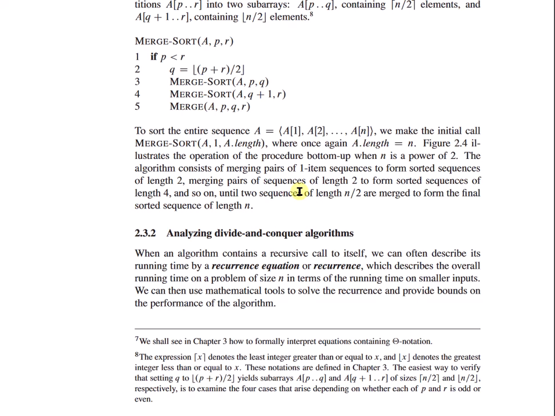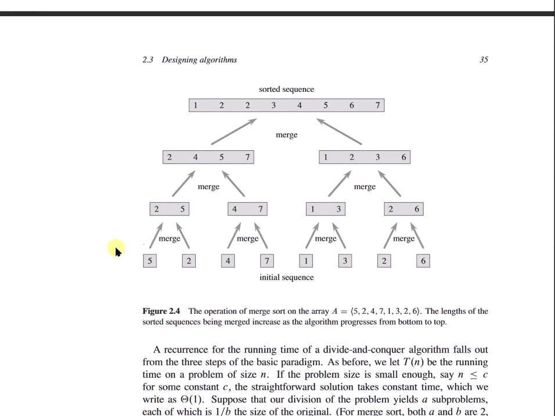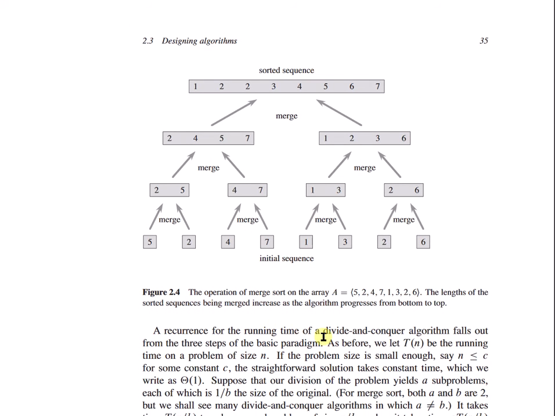The figure illustrates the operation of the procedure bottom up when n is a power of 2. The algorithm consists of merging pairs of one-item sequences to form sorted sequences of length 2, merging pairs of sequences of length 2 to form sorted sequences of length 4, and so on, until two sequences of length n by 2 are merged to form the final sorted sequence of length n. Okay, this is the figure they are talking about, the operation of merge sort on the array A.